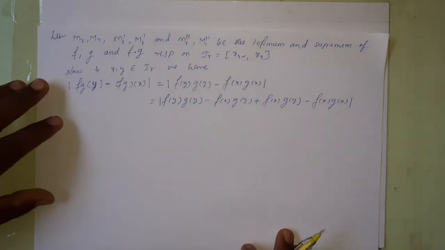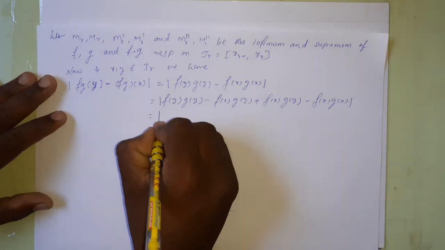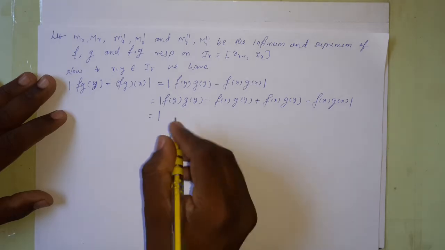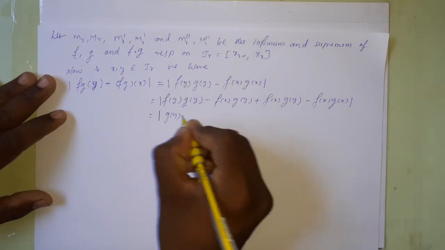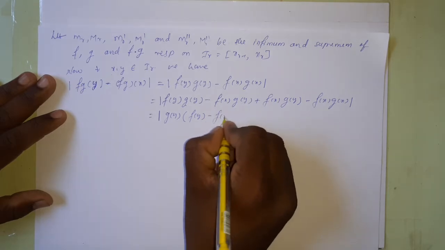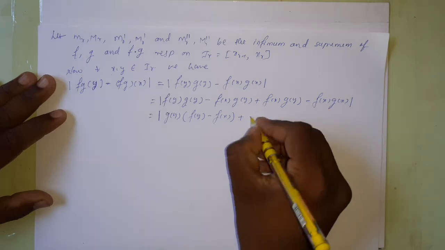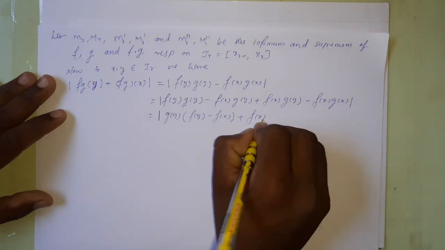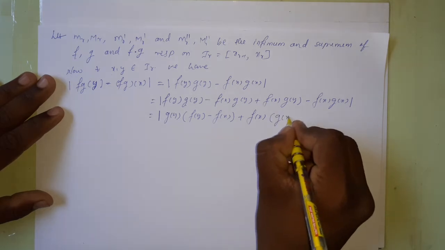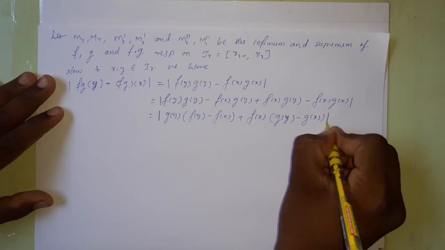Now let us separate the functions here. Now mod of, in the first two terms g of y is common, let us take it outside, g of y, and remaining f of y minus f of x, plus here f of x is common, so we have taken that f of x common, remaining g of y minus g of x.